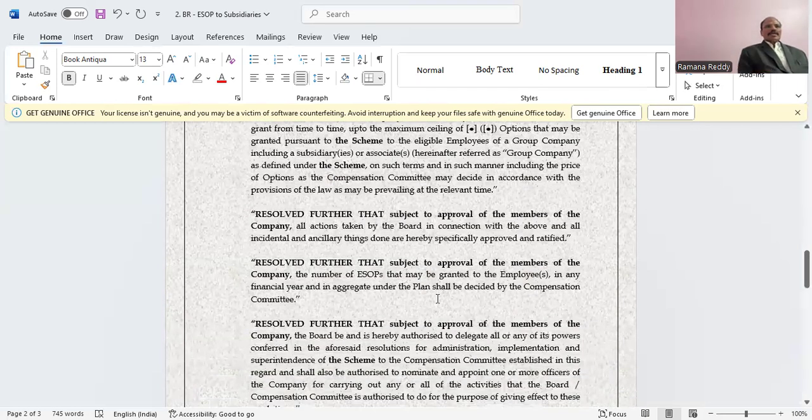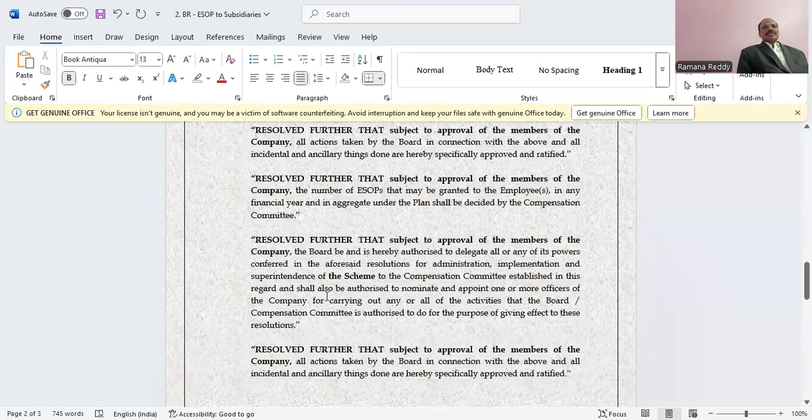Resolve further that subject to approval of the members of the company, the number of ESOPs that may be granted to the employees in any financial year and in aggregate under the plan shall be decided by the compensation committee. Because generally the nomination remuneration committee will be nominated as the compensation committee. So NRC will be designated as a compensation committee. So the superintendence and administration powers are given to the compensation committee.